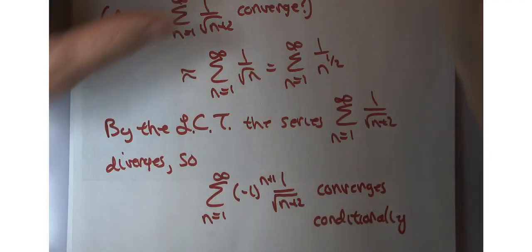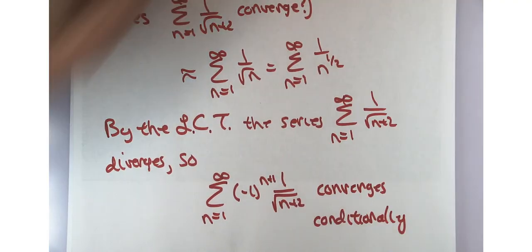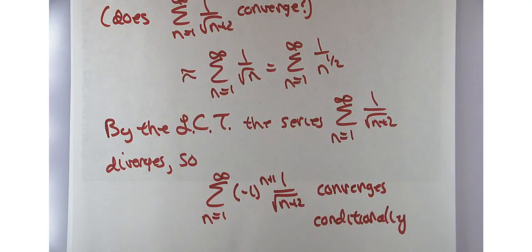Professor Kern, how do you get it to converge if when you take the limit you don't even take into account the fact that it's an alternating series?